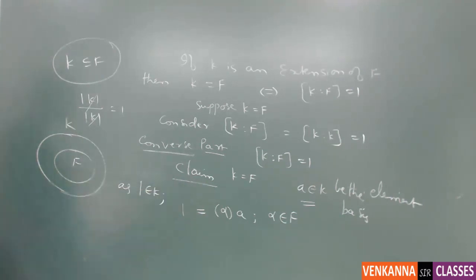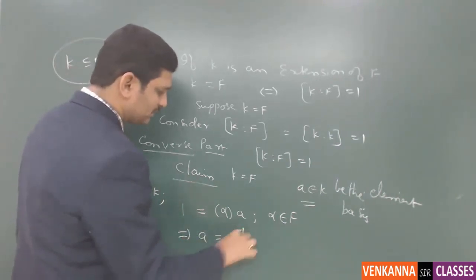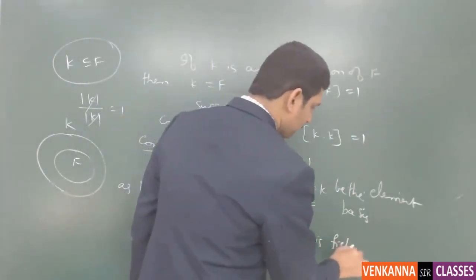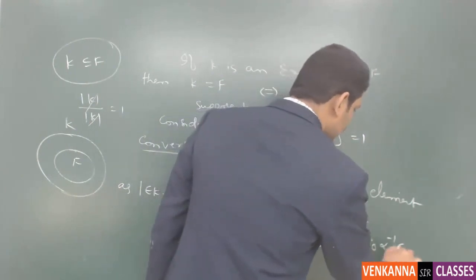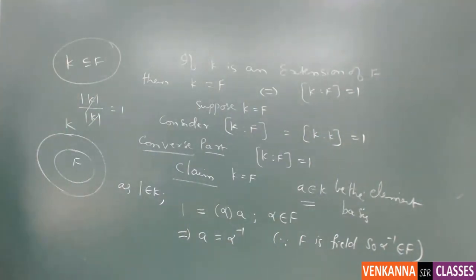Multiplying both sides by alpha inverse, you can say that A is equal to alpha inverse. Since F is a field, alpha inverse also belongs to F. So A is equal to alpha inverse. Our intention is to prove that K is a subset of F. Now let us take any element in K, say B belongs to K.